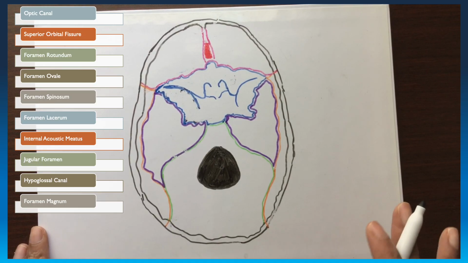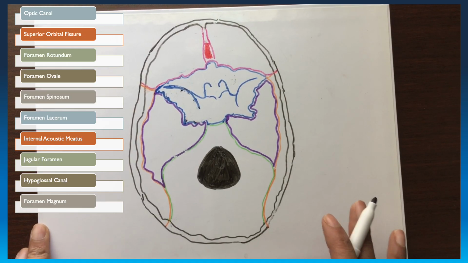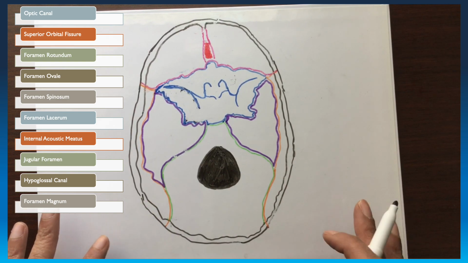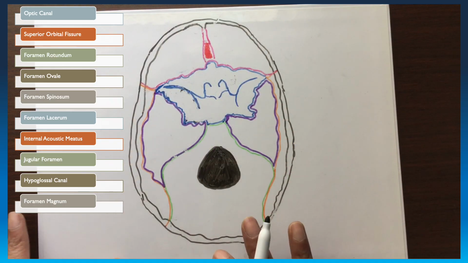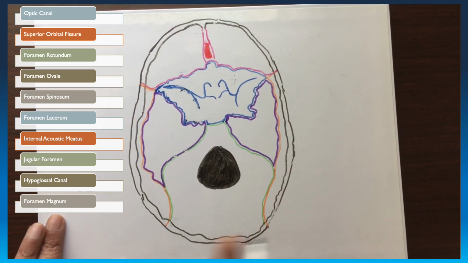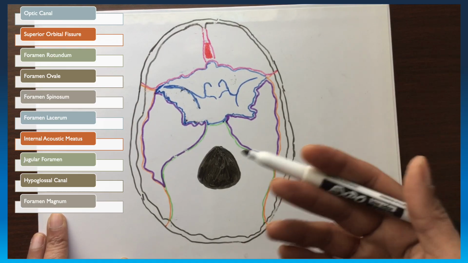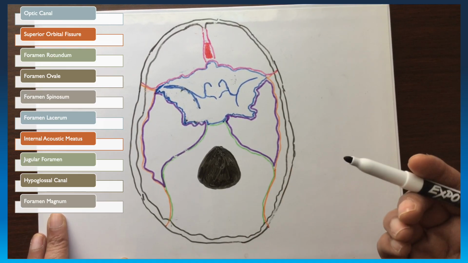Now let's take a look at the base of the skull foramina contents, but we're going to draw them, because this is a great kinesthetic way of really mastering the foramina. So here we have the base of the skull, and you can draw it out, or you can just take a printout of the base of the skull, put it in a sheet protector, and then follow along.